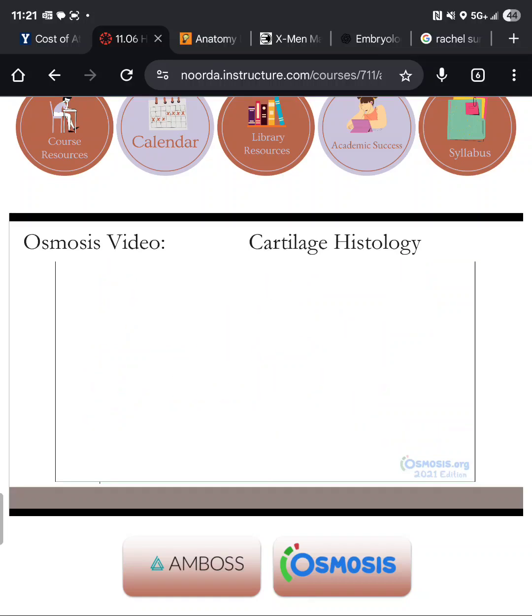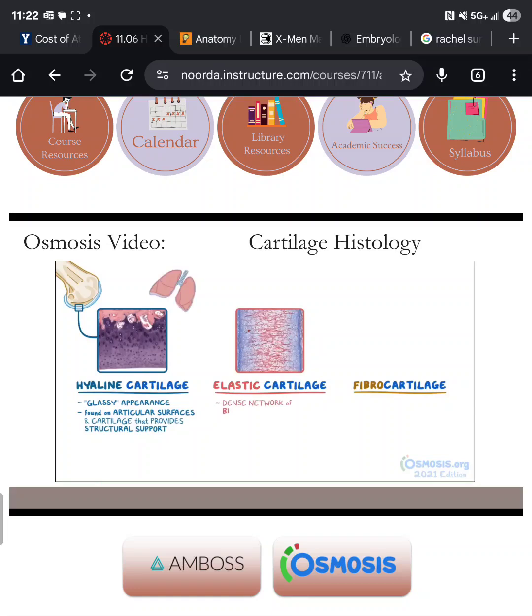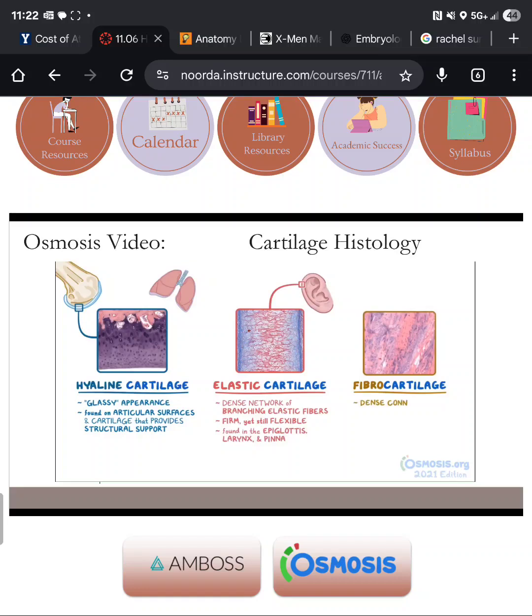Based on the appearance and specific function, cartilage is separated into three main types: hyaline cartilage, elastic cartilage, and fibrocartilage. Hyaline cartilage has a glassy appearance and can be found on many articular surfaces, as well as cartilage that provides structural support. Elastic cartilage contains a dense network of branching elastic fibers that allows it to be more flexible, which is why it's often found in structures that need to be firm yet still flexible. Some examples include the epiglottis, larynx, and the pinna of the external ear. And finally, fibrocartilage contains dense connective tissue with collagen fibers, as well as bands of extracellular matrix. This type of cartilage is found in structures such as the meniscus and intervertebral discs.